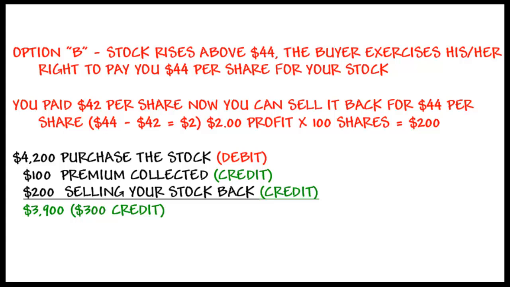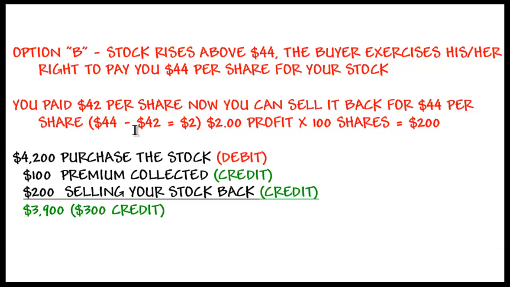So with option B, hypothetically, we're going to pretend that the stock has risen above your $44 strike price. If this were to happen, the buyer is able to exercise his or her right to pay you $44 per share for the stock. Now remember, initially you only paid $42 per share for the stock, so now you're able to sell it back for $44 per share.